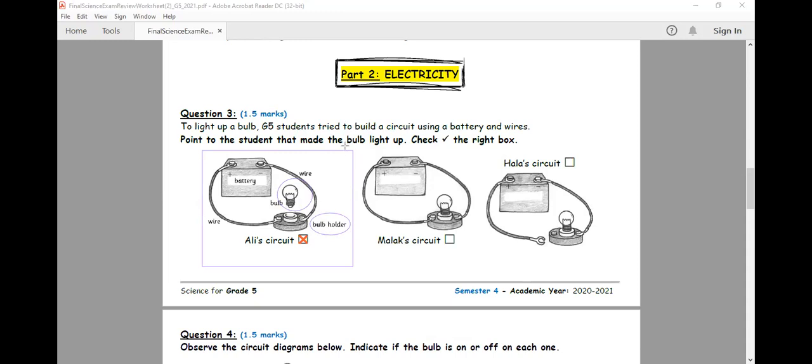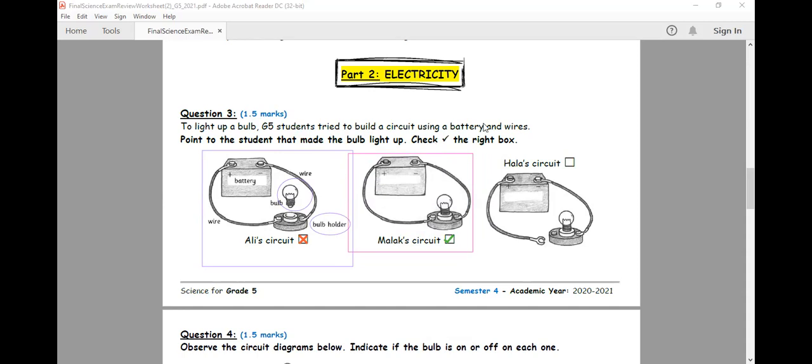What about Malak's circuit? Look at Malak's circuit. Will the bulb light up? Yes, it will light up. That's right. She did this correctly. The bulb is in its right place, connected to the battery through wires.